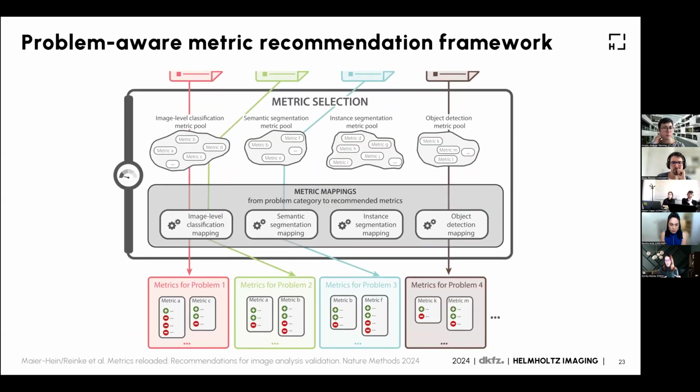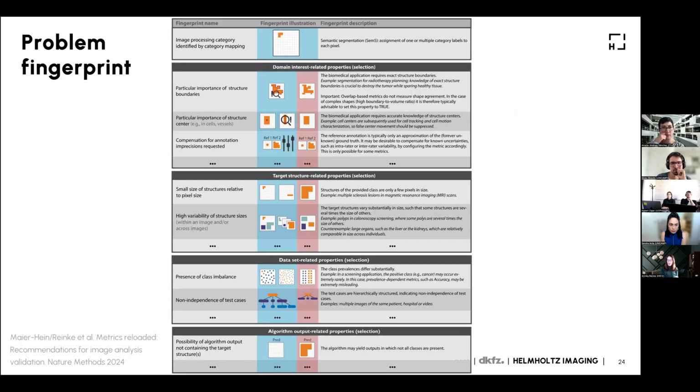So we have a pool of metric candidates. And based on your answers to the problem fingerprint, you could say, well, you should use this or that metric for this problem. And the core principle is what we call the problem fingerprint. This is based on the pitfalls that we collected before. So we collected all of these problems that may occur with metrics. It may be related to your domain interests, so things like, am I really interested in structure boundaries, or is it okay to only focus on the center of a structure? Then target structure related properties, so things related to the structures that we see in the images, dataset related properties, and algorithm output related properties.